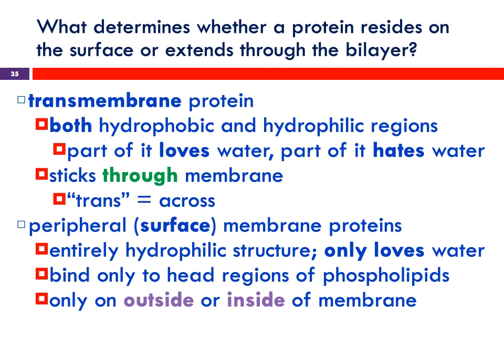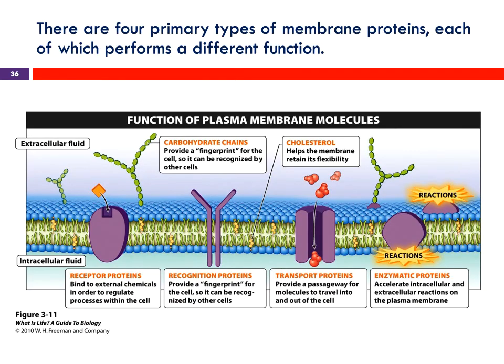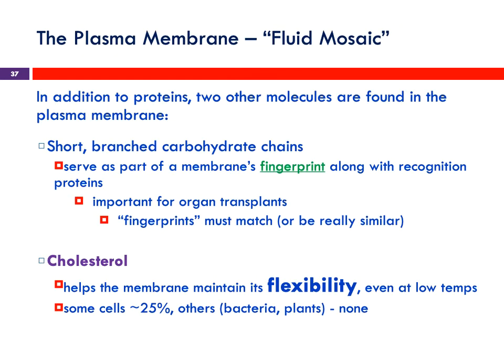This slide just writes out what I said on the last slide, that you're going to go to where you attach. And if you like water, you're going to be near the polar area. And if you don't like water, you're going to be near the non-polar tails. There are 4 types. Some of them are receptor proteins, recognition proteins, transport proteins, and some of them are enzymes.